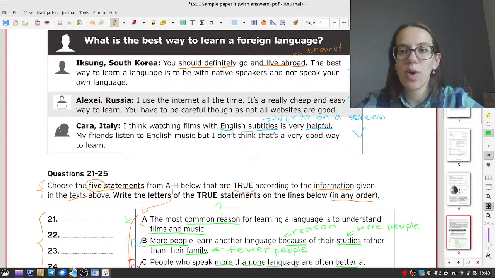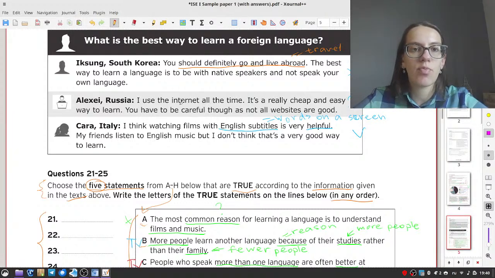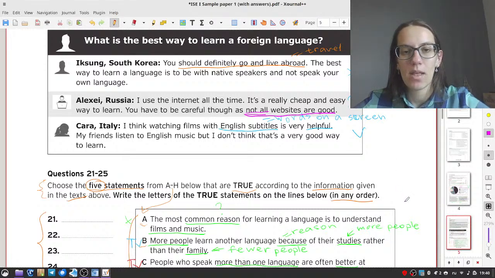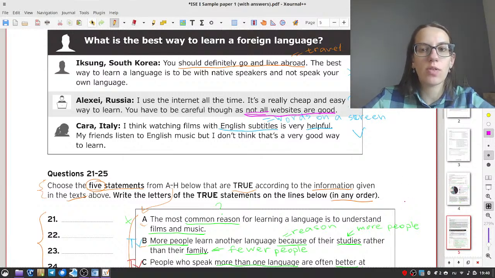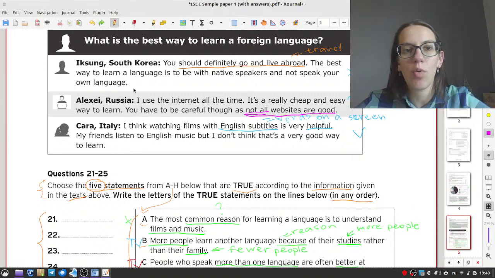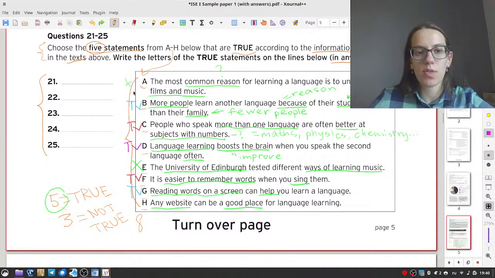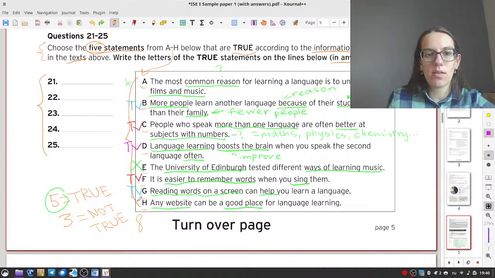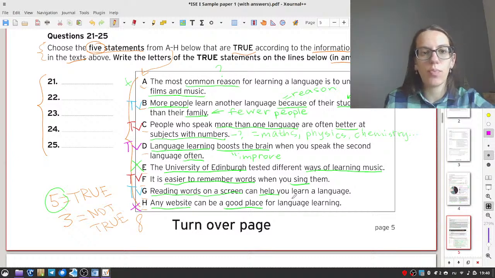Well, who talks about websites? That's Alexei from Russia. I use the internet all the time. It's a really cheap and easy way to learn. You have to be careful though, as not all websites are good. Not all. That means that this statement is actually false. Because Alexei says you can't use any website. You can use some websites. Some websites are good, but not all of them. Not any website. So this statement is not true.